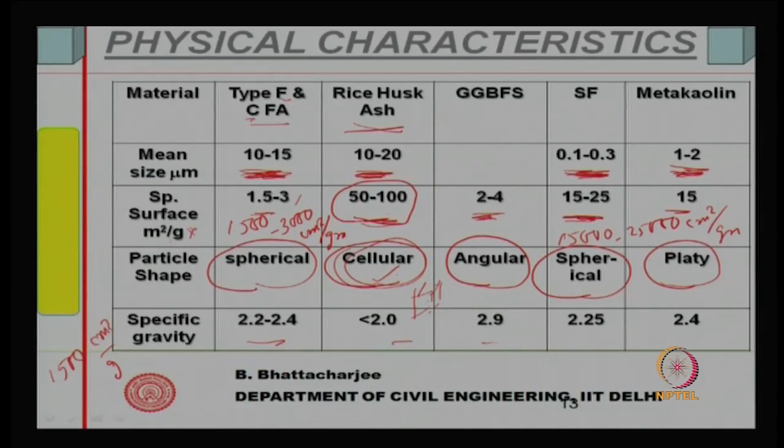Specific gravity is in a similar range except for GGBFS, which has more lime than any other material, and all others have close to 2, or 2.2, 2.25, 2.4, etc.